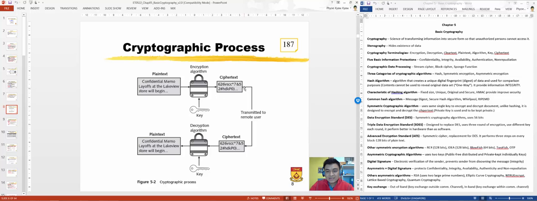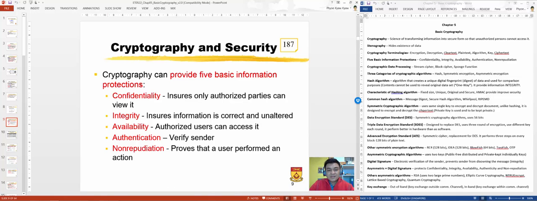Okay, and this information is now safe. It can be sent through any transmission medium. This is my recipient. The recipient receives the encrypted information, and the recipient has to use the key to decrypt the data back, so that the recipient can see the original information. This is the cryptographic process.